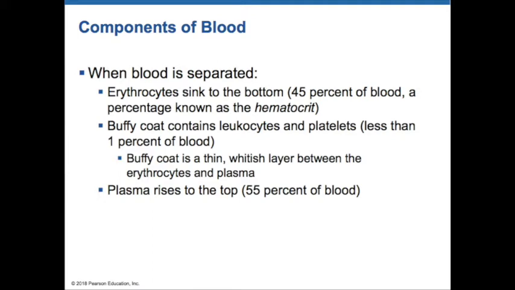Once blood is separated, it's going to be divided into 3 different sections. We have the very bottom section where you're going to find all of your erythrocytes. Erythrocytes compose 45% of your total blood, and this is referred to as hematocrit. Your second layer, after being separated, we refer to as the buffy coat, and this is where we find our leukocytes and platelets. And finally, we have our last layer, which is composed of plasma. Plasma composes 55% of your blood, and this is where you find most of your water as well as other substances.